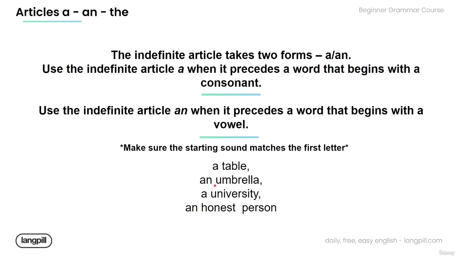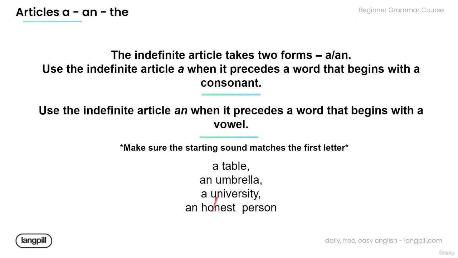And this next word, we have an umbrella. U is a vowel. And when you say the word umbrella, that first sound is the U sound. So, because that sound matches its letter, then we use these rules. We have an before this vowel, an umbrella.